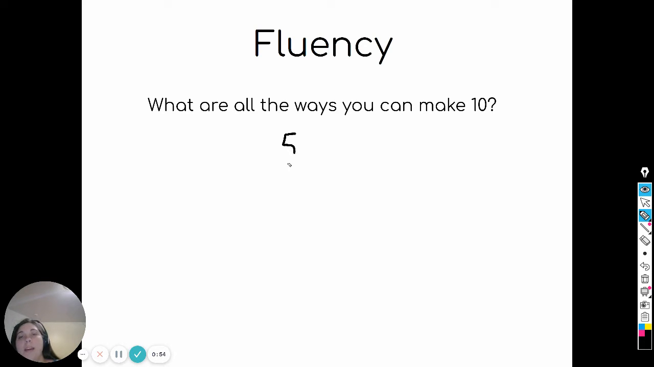I might say 5 plus 5 equals 10. So I'd like you to message me in GoGuardian another way, a different way that you can make 10. And we're going to do just adding right now.